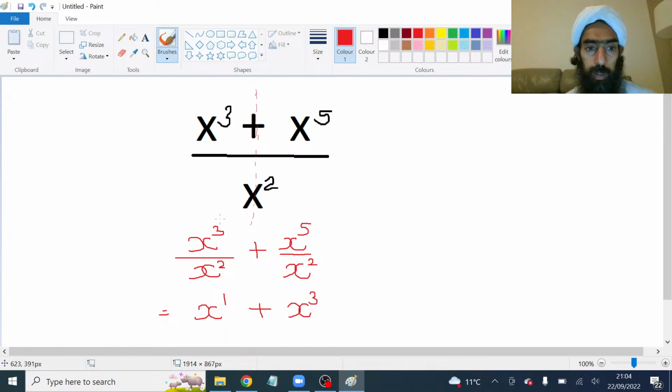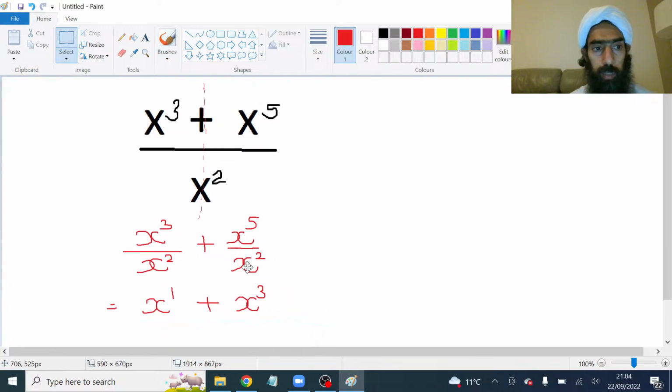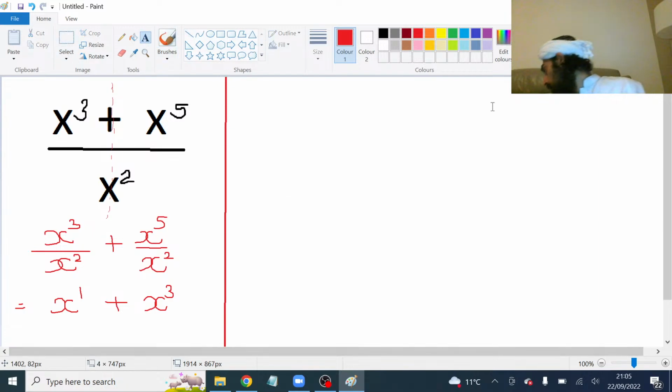Another way of doing it is you could have just cancelled the powers, and sometimes that works out better, especially if the top power is smaller than the bottom power. But here it worked out fine just to do the subtraction, so that is quite a nice easy one to start off with. Let's use the same technique of splitting fractions, but this time let's go for a slightly harder example.